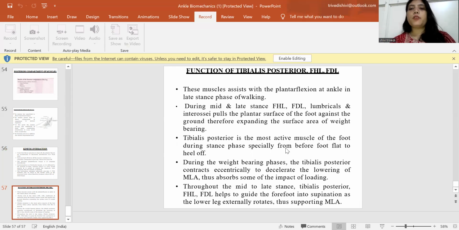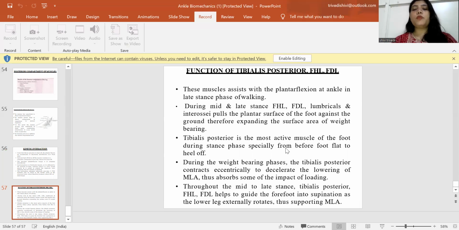Now, function of tibialis posterior, flexor hallucis longus, and flexor digitorum longus. These muscles assist with plantar flexion at the ankle in the late stance phase of walking. During mid and late stance, flexor hallucis longus, flexor digitorum longus, lumbricals, and interossei pull the plantar surface of the foot against the ground, therefore expanding the surface area of weight bearing.